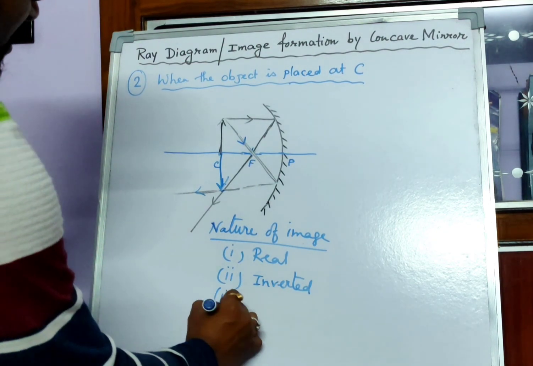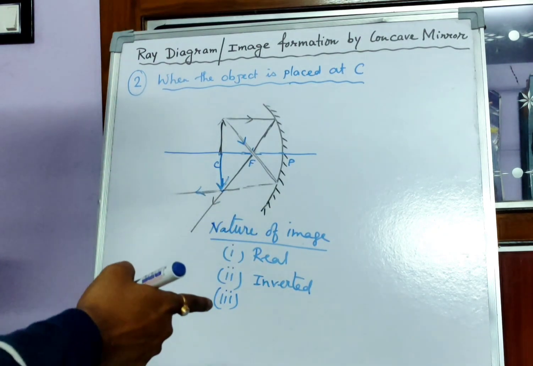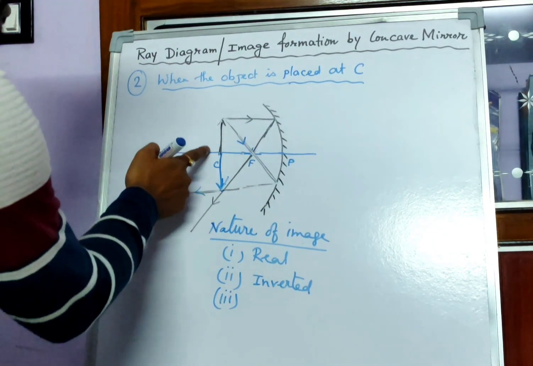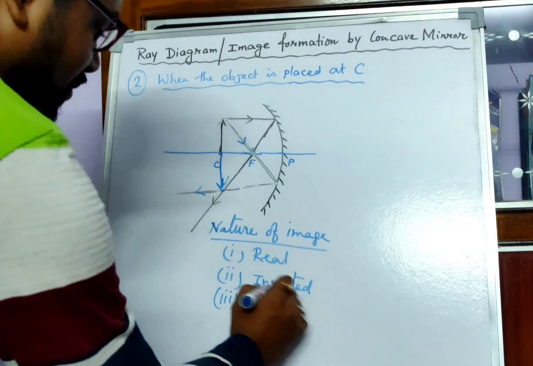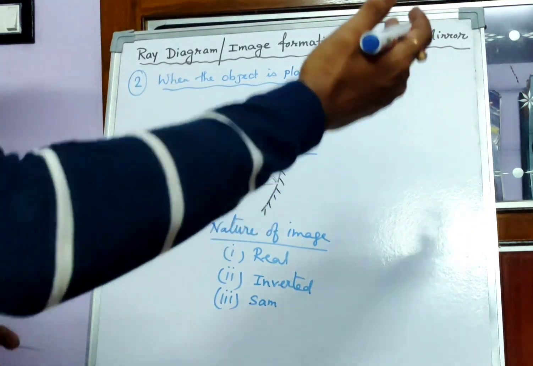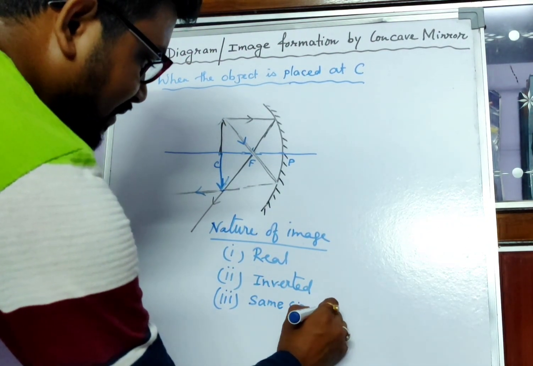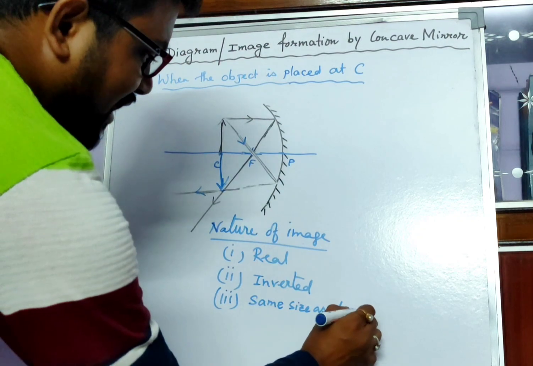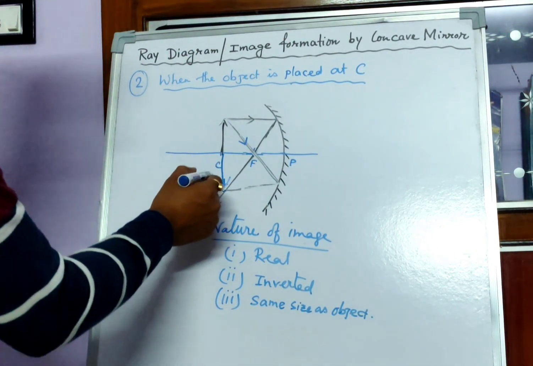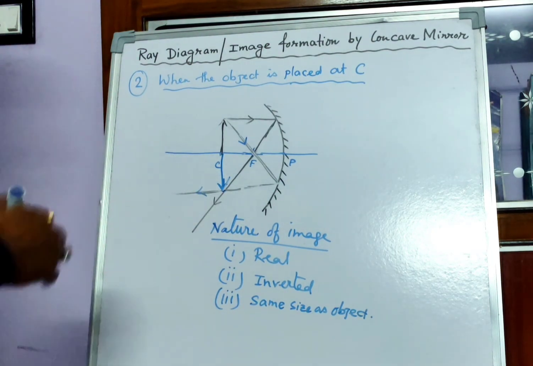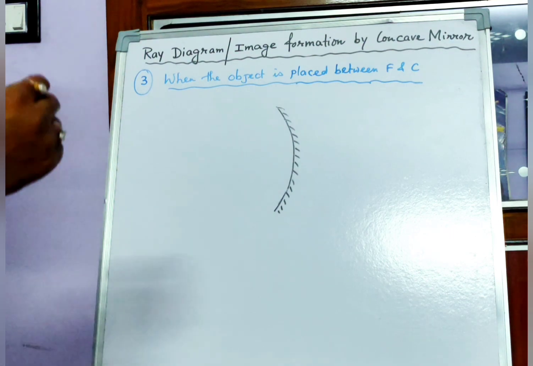And the third one is, remember, for this particular case, when the object is placed exactly at the center of curvature, the image height and the object height are the same, that's why it is the same size as the object. That means it is neither magnified nor diminished. The size of the image will be the same as the size of the object. And the image is forming where? At exactly C.